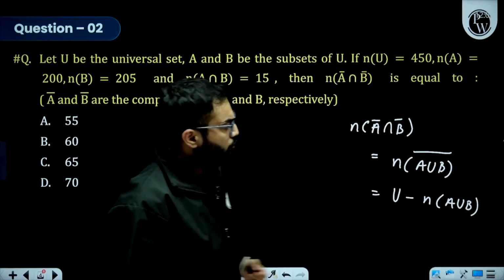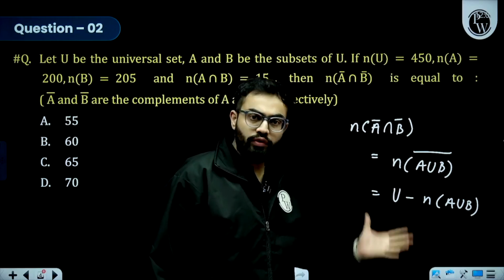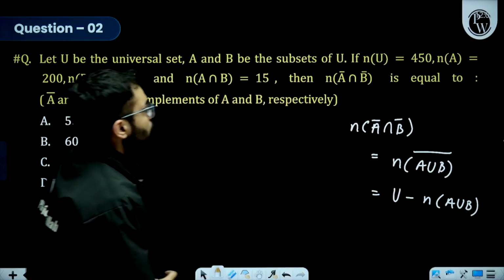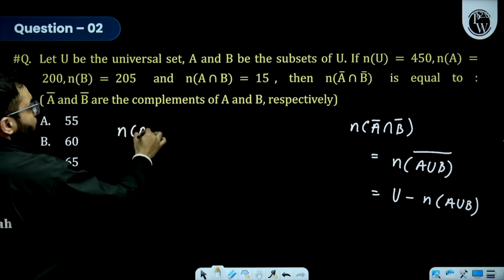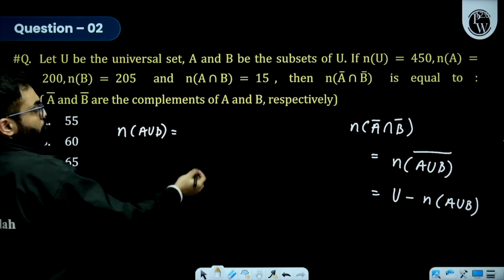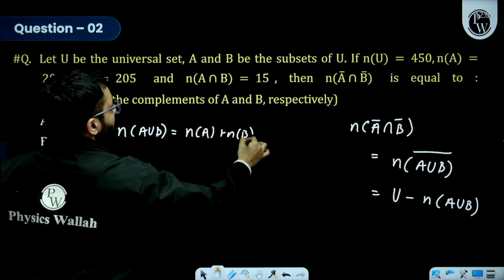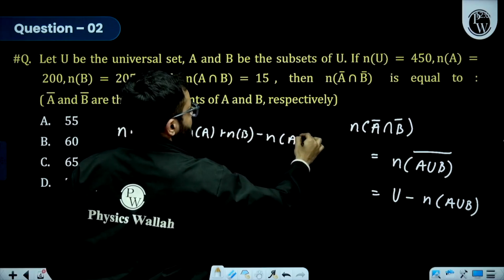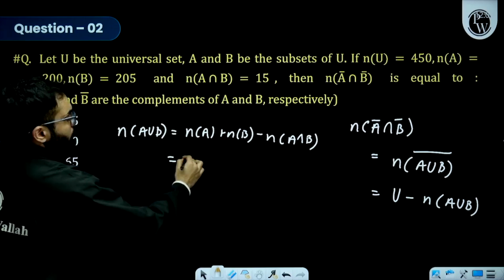So let us find the number of elements in A union B, and then we can subtract it from the universal set to get the value. Let us see the value of n of A union B now. According to the formula, this is equal to n of A plus n of B minus n of A intersection B.